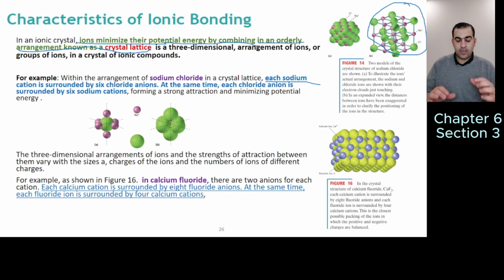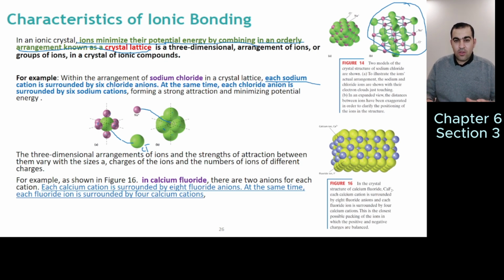How are the ions arranged? Look, it says each sodium, okay? Look, this is the sodium. Each sodium is surrounded by chlorine, by what? By 6 chlorine or chloride anions. 1, 2, 3, 4, 5, 6. At the same time, each chloride anion is surrounded by 6 sodium cations.